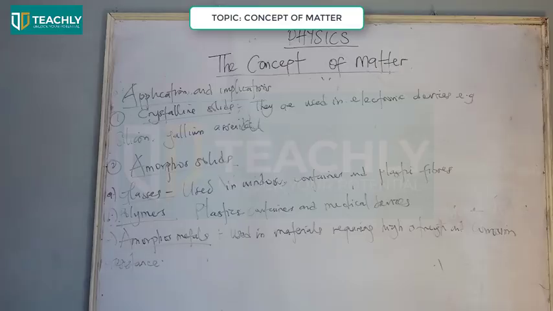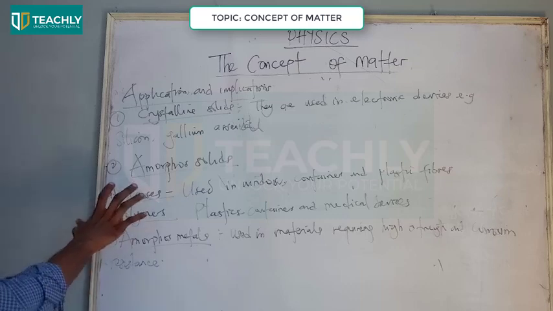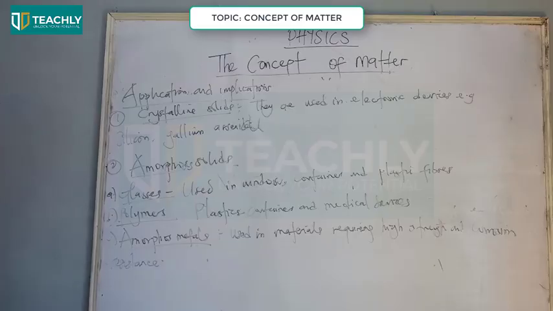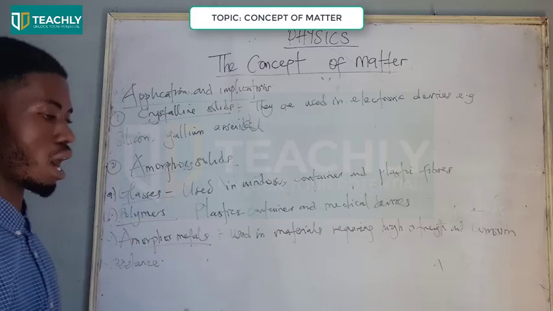So once again, we have glass, we have polymers, we have amorphous metals. Don't forget that I said that these amorphous substances vary in their structure. They are not organized, whereas crystalline solids are organized.